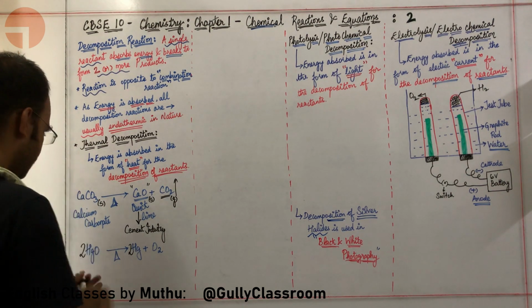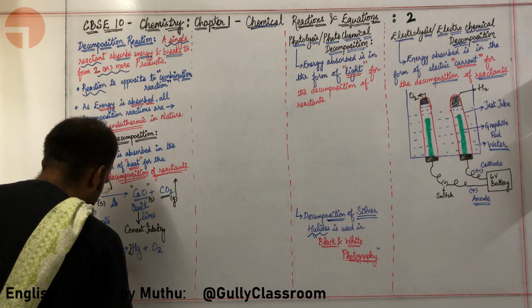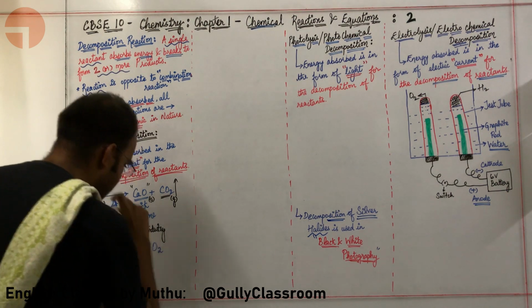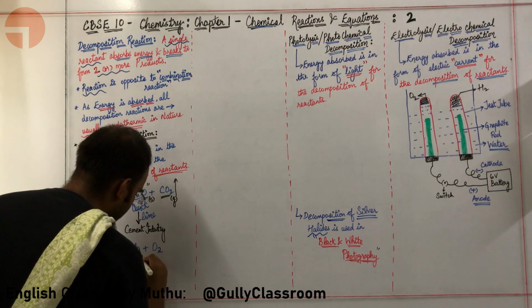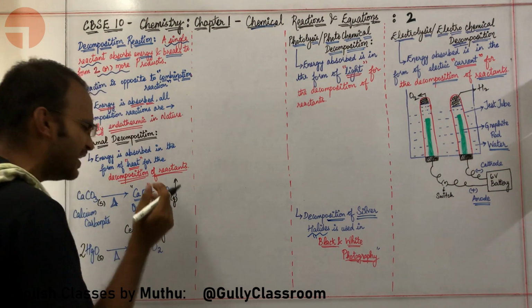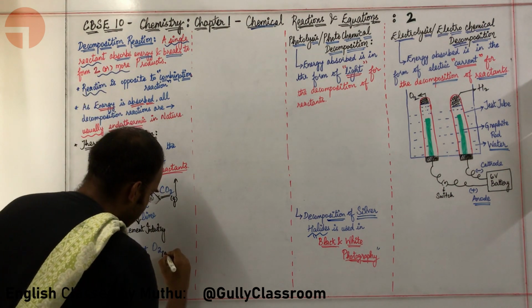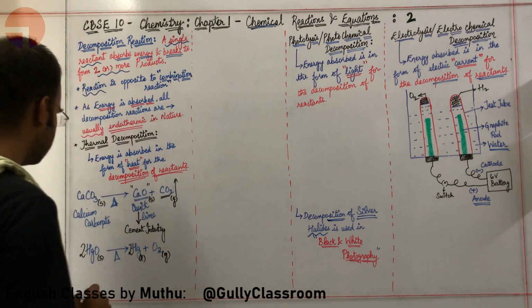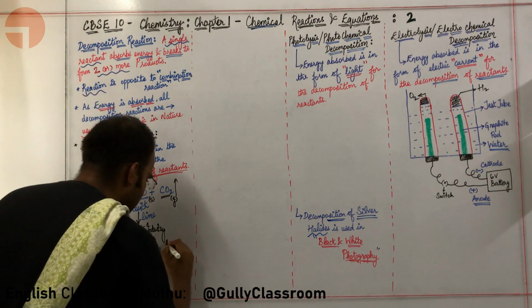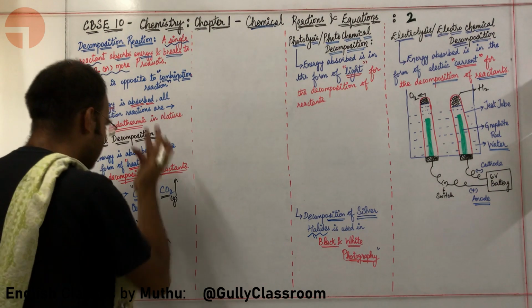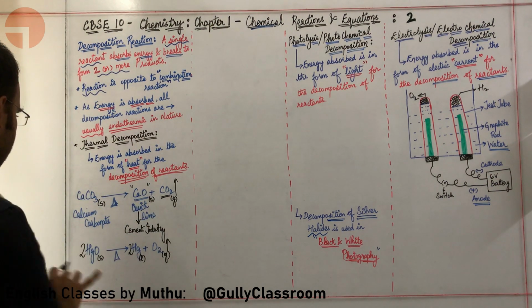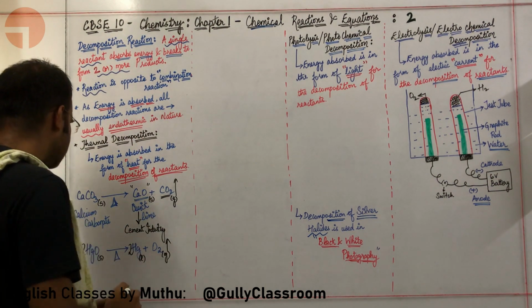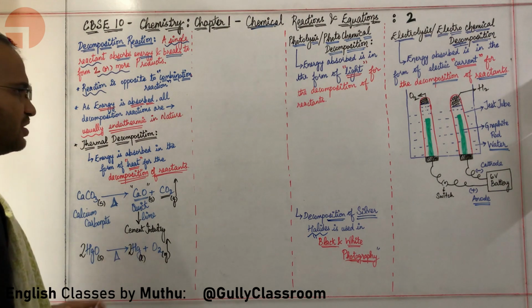Okay, sir. Here HgO is solid in nature. Hg, mercury, is liquid in nature. Oxygen is gaseous in nature. Here oxygen is evolved. Oxygen is sent outside. Yeah, that is basically a good example for decomposition reaction.